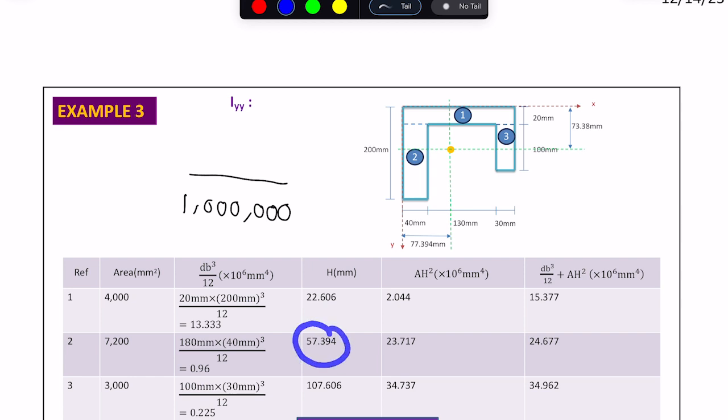And get the value of H. It will be from the centroid of the second section to the overall centroid, from the centroid around here to the overall centroid. So you know that this is 20 mm because 40 mm divided by 2, so this distance is 20 mm. Just take 77.394 minus 20 mm, you will get 57.394.